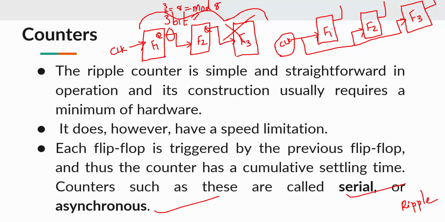Suppose this one is not here, then this is a 2-bit counter. Using 2 bits, how many different binary patterns are possible? 4. So we can call it a mode 4 counter. Both are the same. The same naming convention we can also apply to synchronous counters.